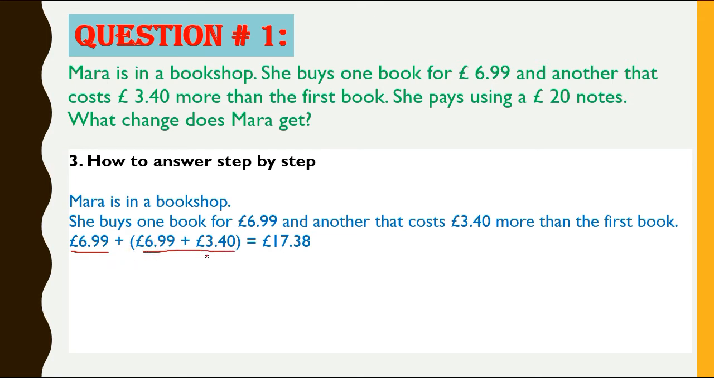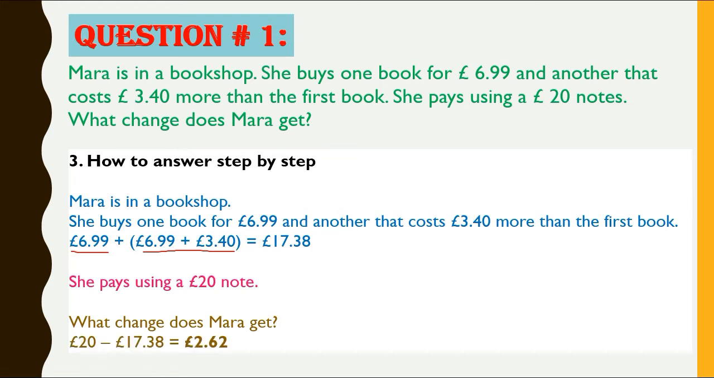After adding them we have got pound 17.38. So this is the total cost of both the books. She pays using pound 20 note. So how to find the change? What change does Mara get? We will simply subtract 17.38 pound from 20 pounds like this. 20 pound minus 17.38 pound equals 2.62. So Mara will get 2.62 pound change.